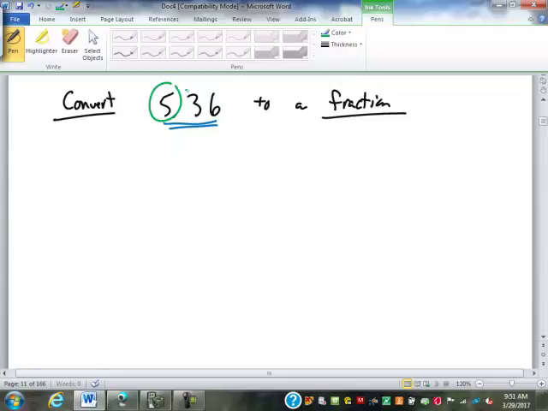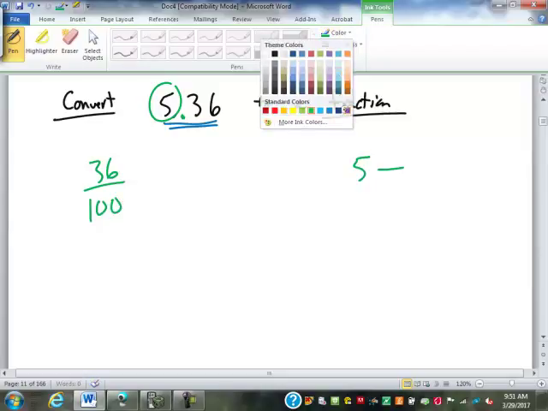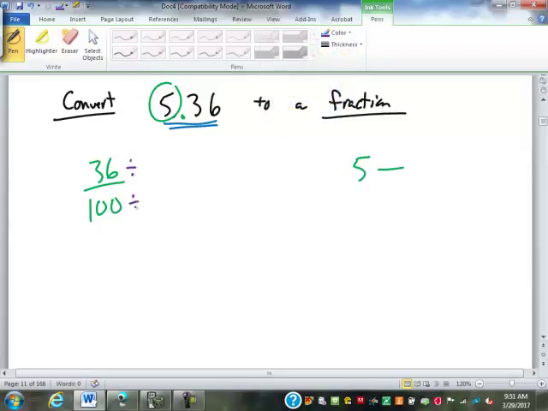So we're going to take the 5, and we're just going to keep the 5. We have to put the 0.36 into a fraction. It's going to be 36 over 100. Both of those can be divided by 2 would work. Somebody back there said 4, which will also work.